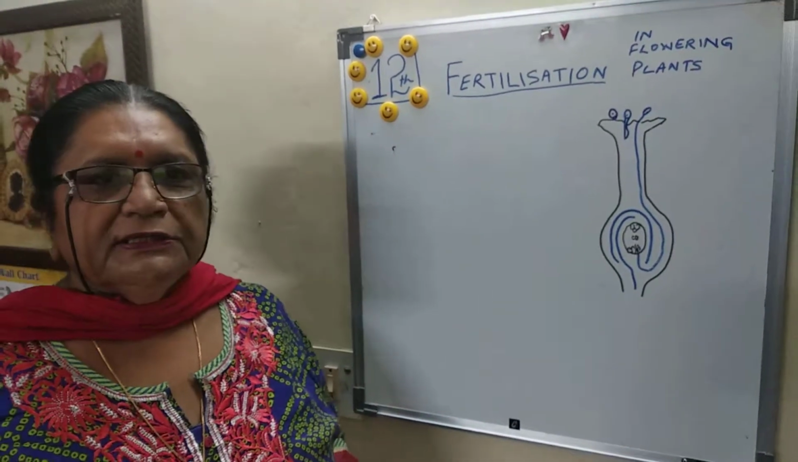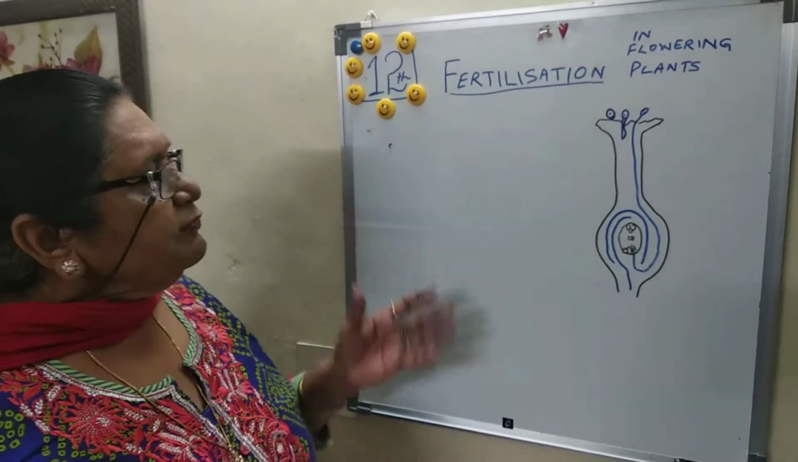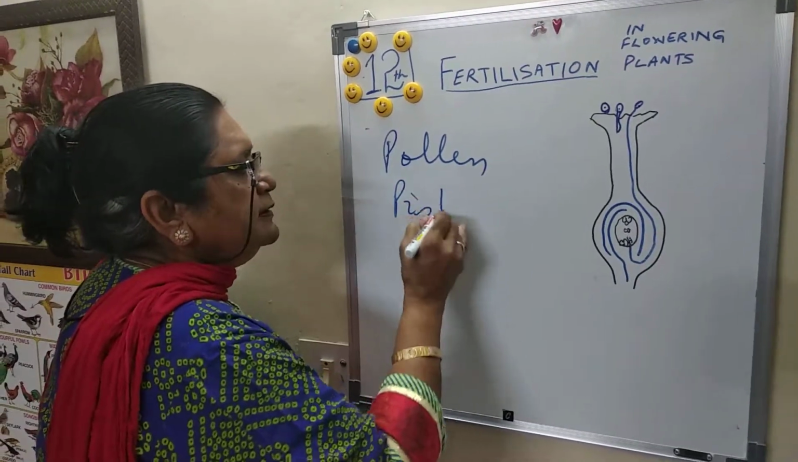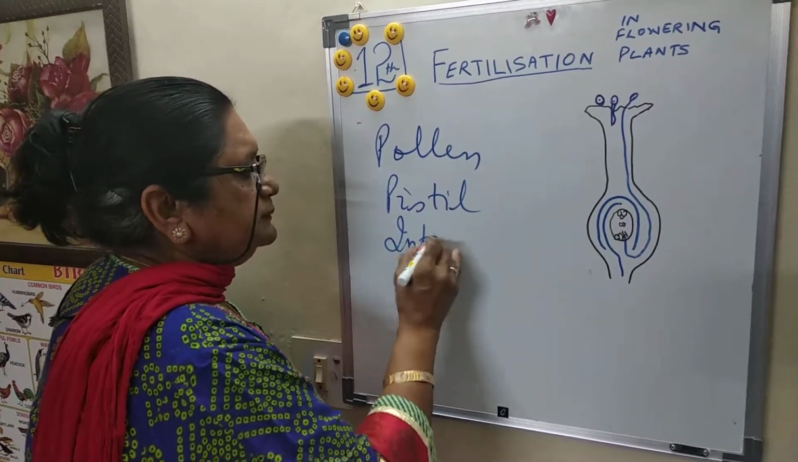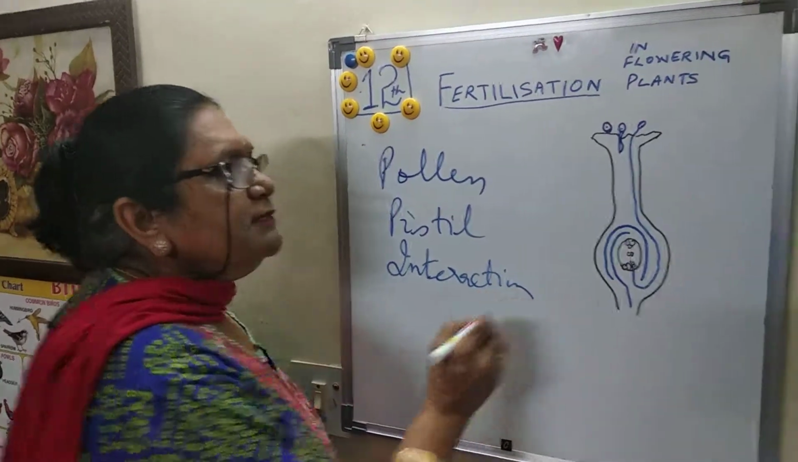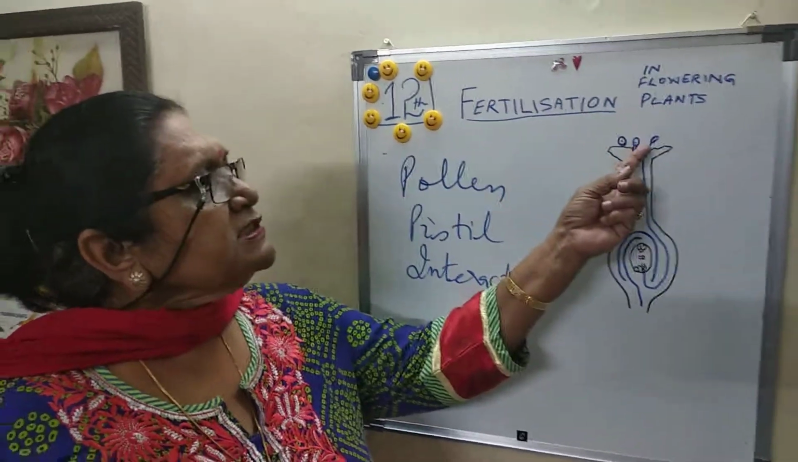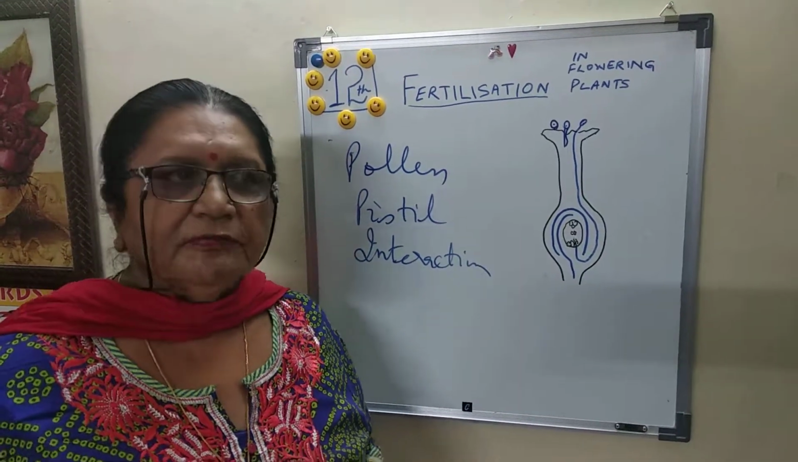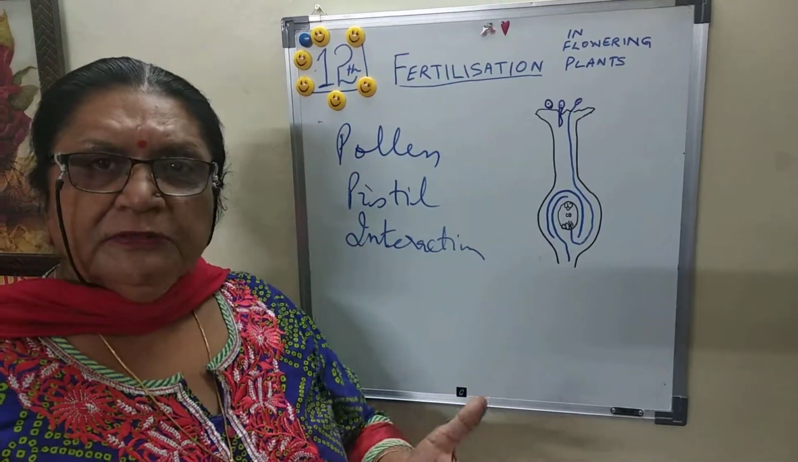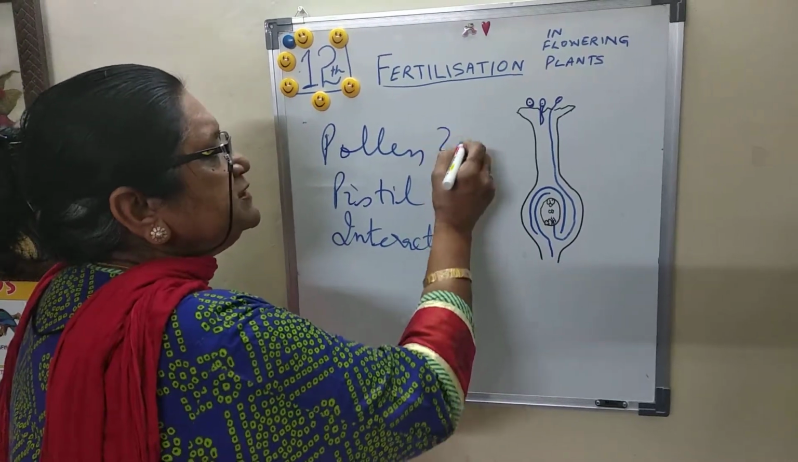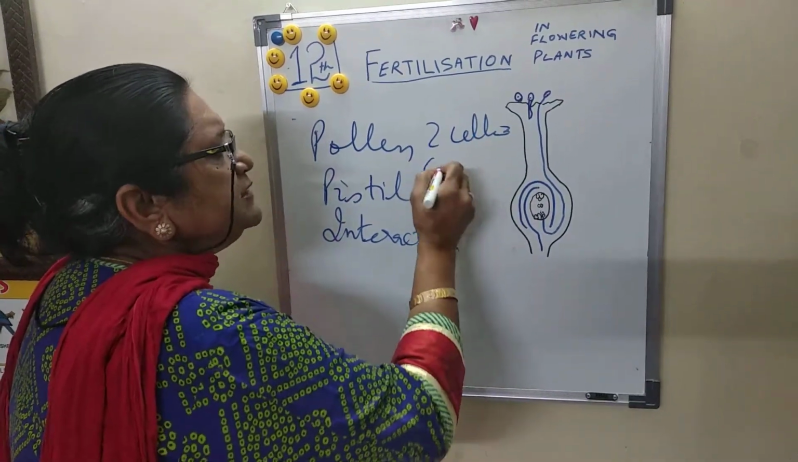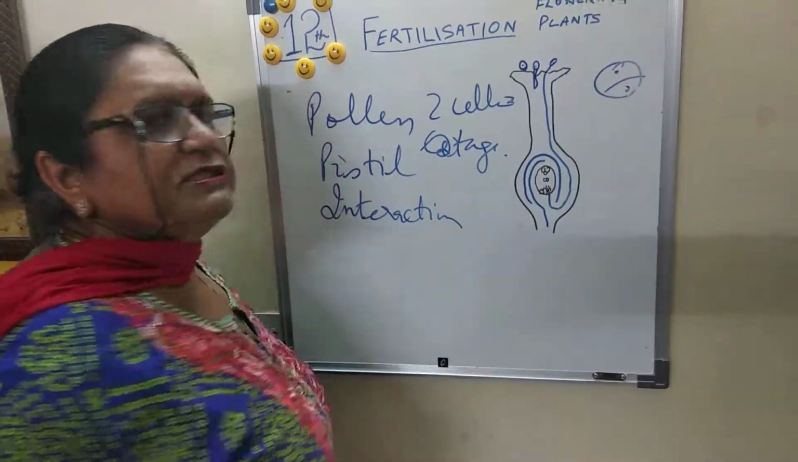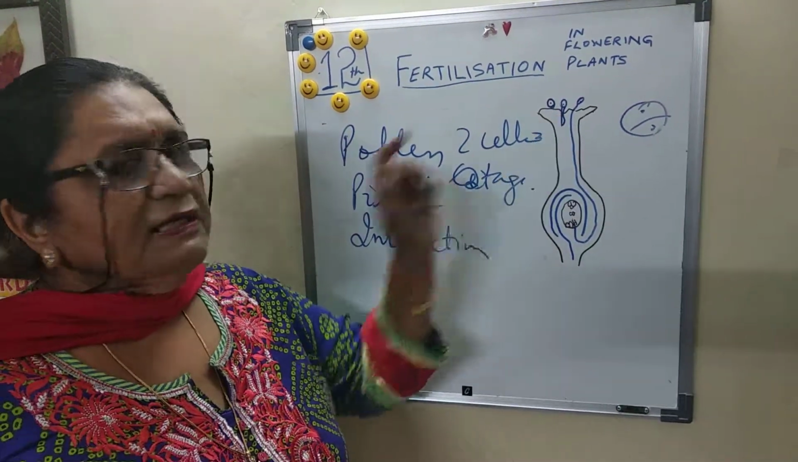Now come to the point: fertilization occurs when there is a special pollen-pistil interaction. This is very important. Because the stigma is sticky in nature, pollen grains come in contact after pollination. So after shedding, the pollen grain at the two-cell stage, as we have discussed, comes in contact with the stigma.